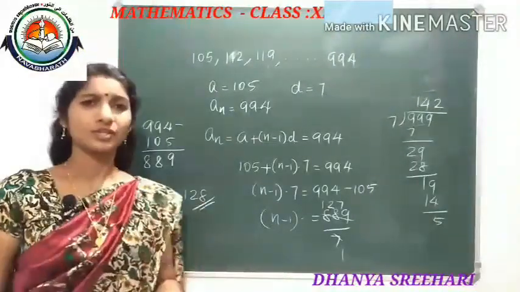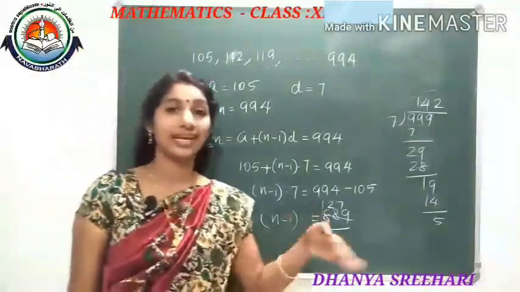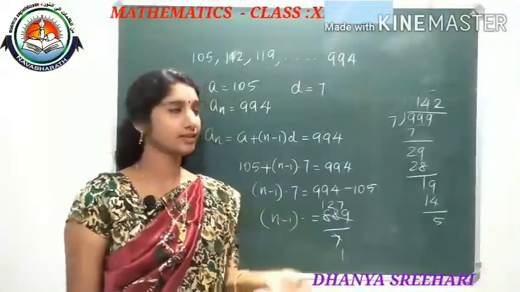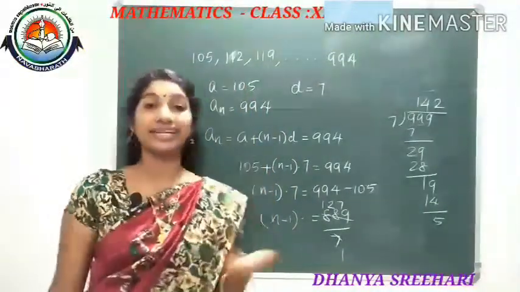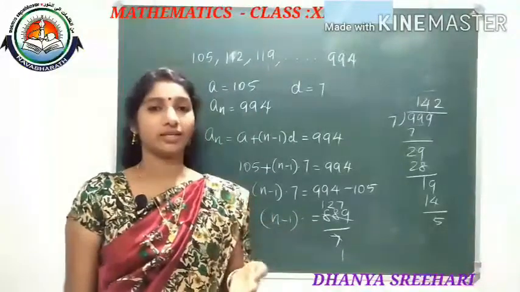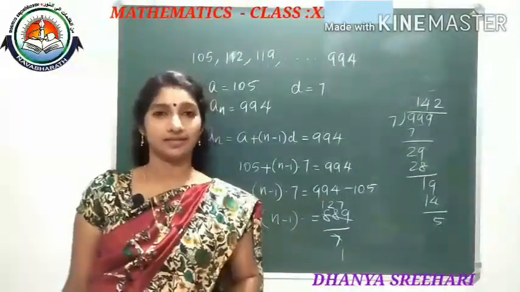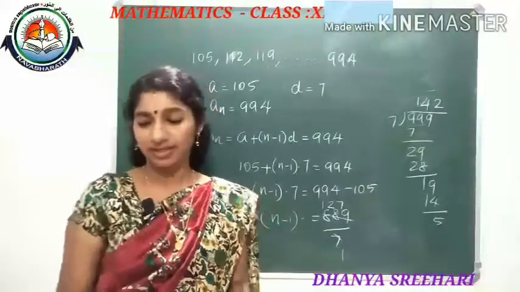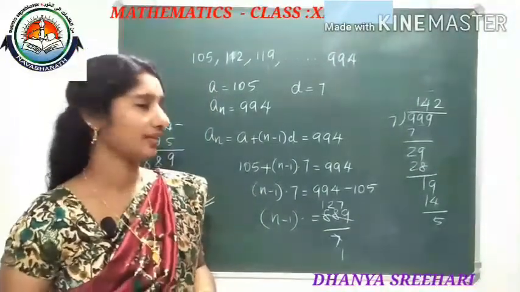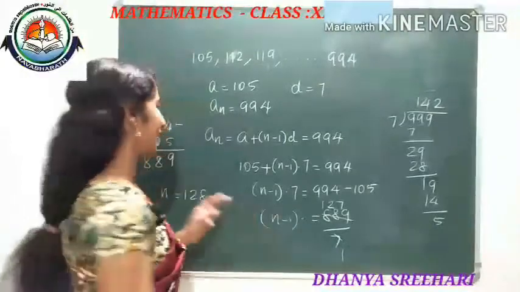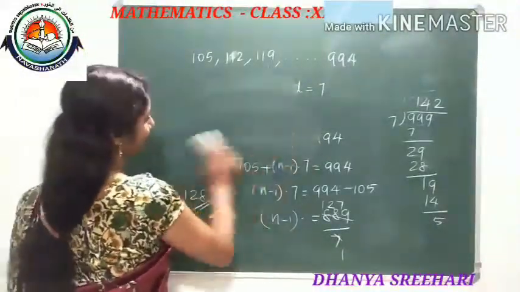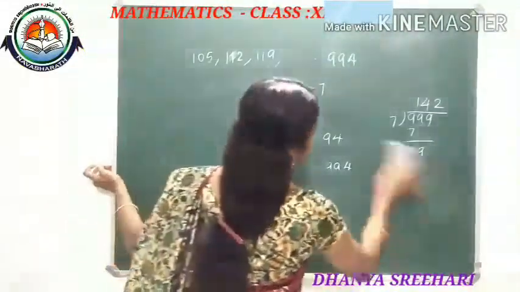Clear? So we got that there are 128 multiples, or 3-digit numbers, in between. There are 128 3-digit numbers which are divisible by 7. Clear? Okay. See, the same problem we can do in another way. Another way means the same thing itself. Very shortly we can do it if you are ready to study one equation.